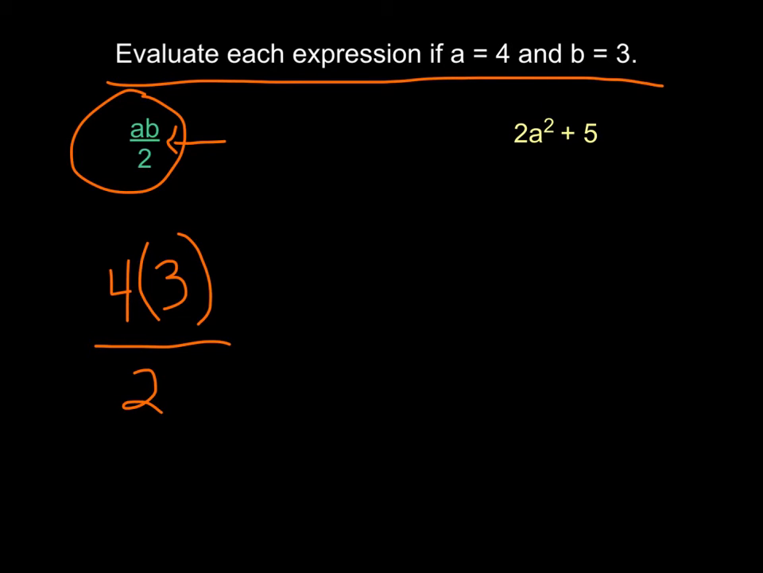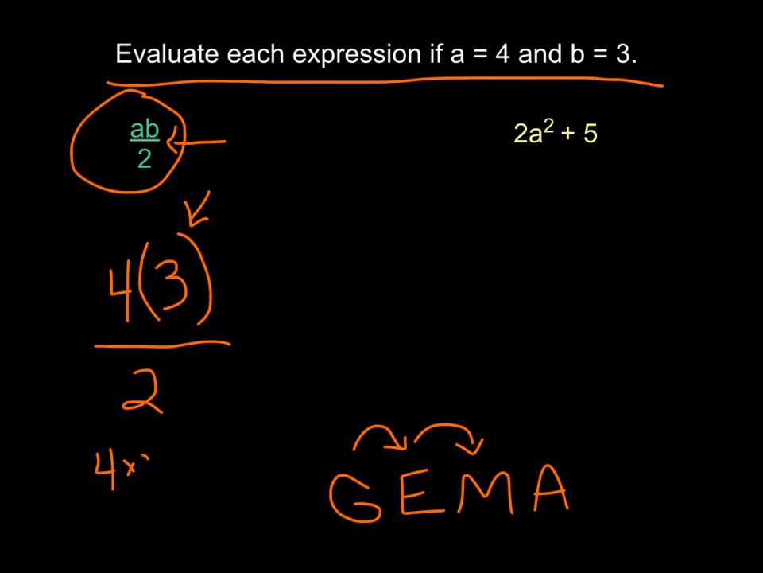So now I know, remember my order of operation, goats eat mushy apples. I'm going to do my grouping signs first. In this case there is a grouping sign, but it's not a problem there. I just did that to show that it's multiplying. There's no exponents, so I'm not going to do that. So now I go to my multiplying and division, and I go left to right here. It's 4 times 3, and then I'm going to divide it by 2. So left to right means I do this first.